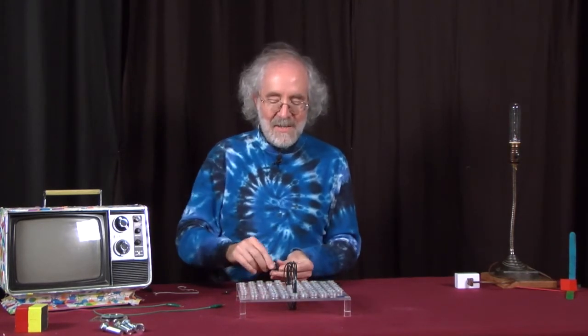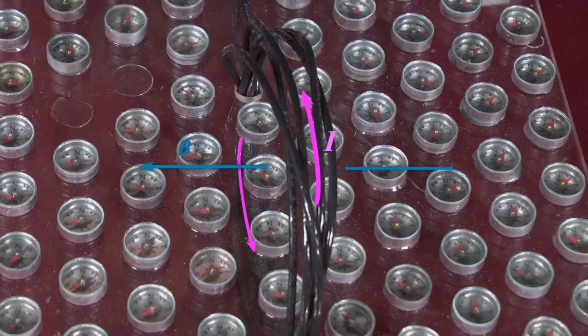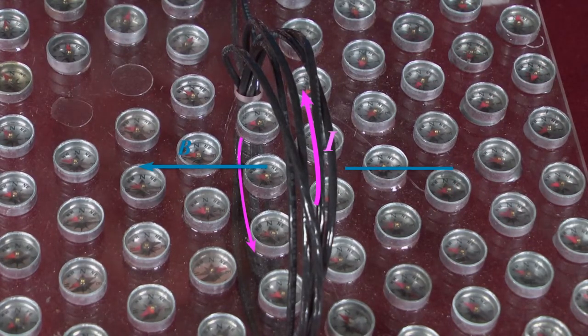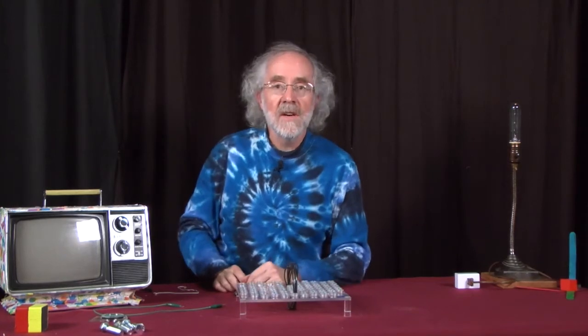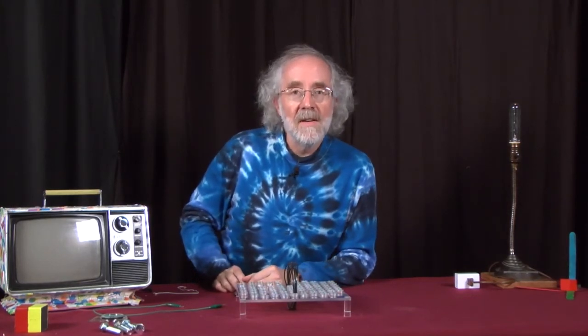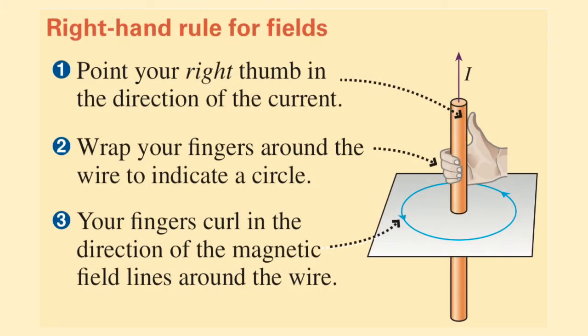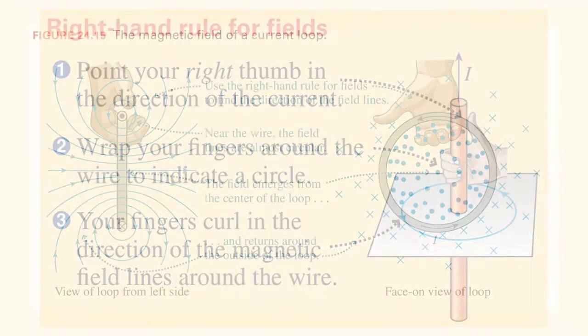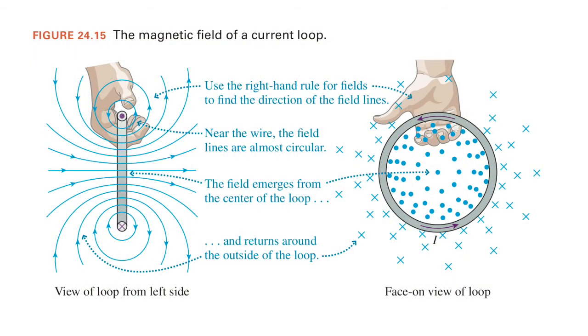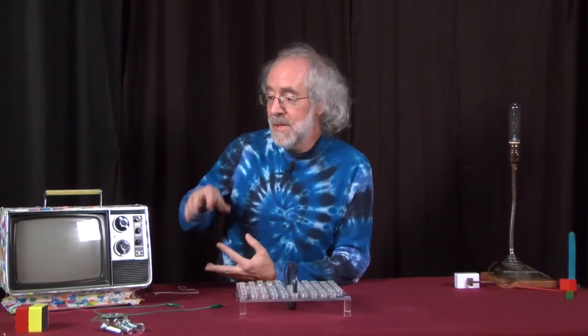If I switch the battery, so I had it originally, the current goes in a direction to make a magnetic field go in this direction. And so switching the direction of the current switches the direction of the magnetic field. And we have rules that will allow you to determine the direction of a magnetic field from a particular current source. You can make magnetic fields with permanent magnets.